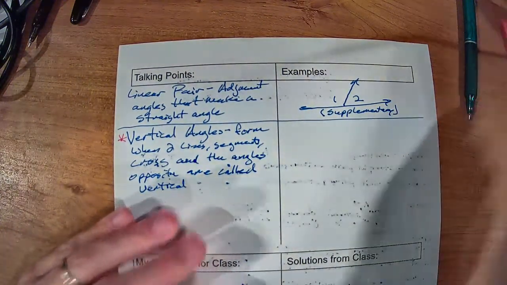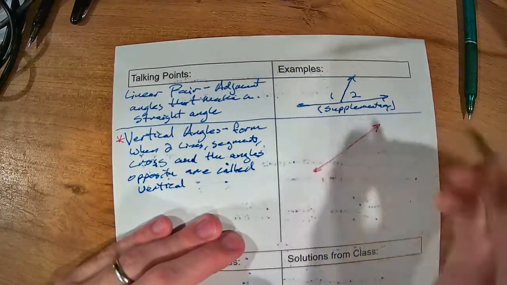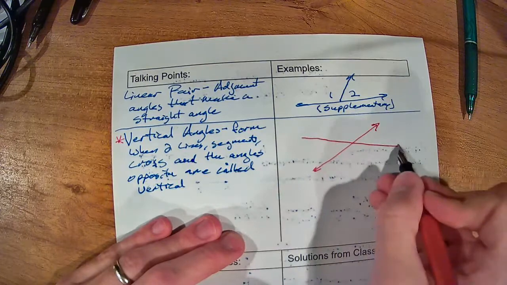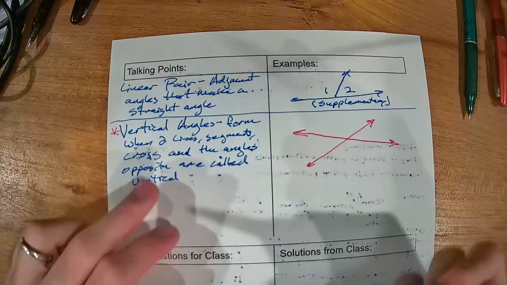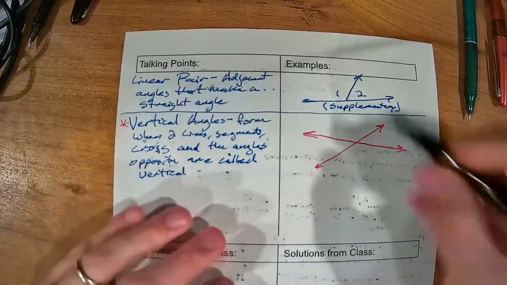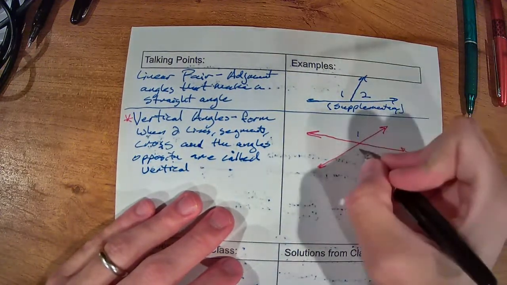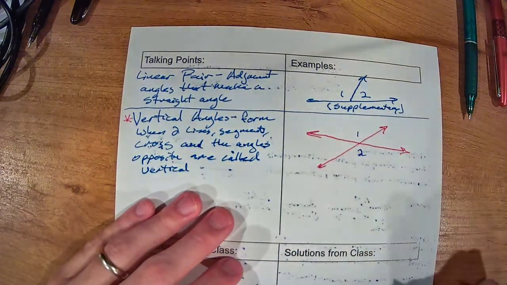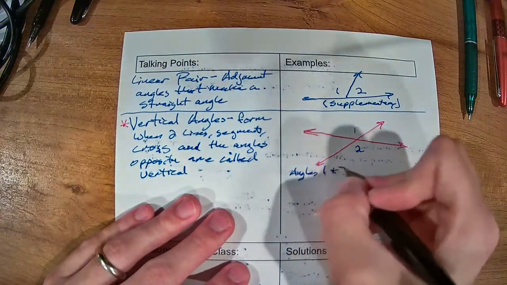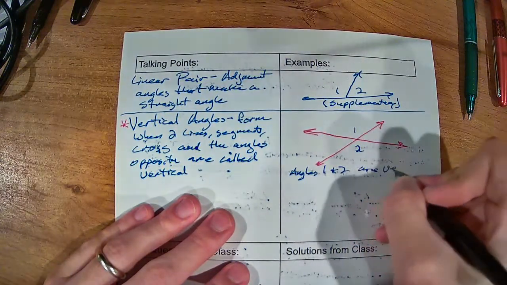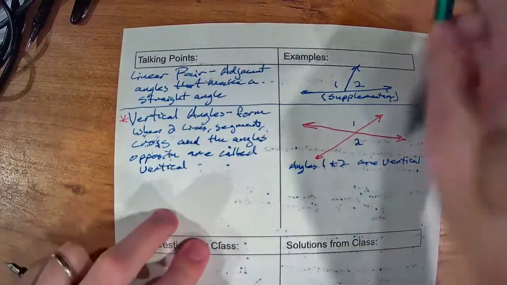And I'm going to switch colors because I'm tired of looking at blue. Let's draw two lines in. So maybe there's a line here. Maybe there's a line here. That's pretty. So when two lines cross, the angles that are opposite each other, so in other words, non-adjacent. So if I've got angle 1 up here, angle 2 down here are vertical. So I could say angles 1 and 2 are vertical.